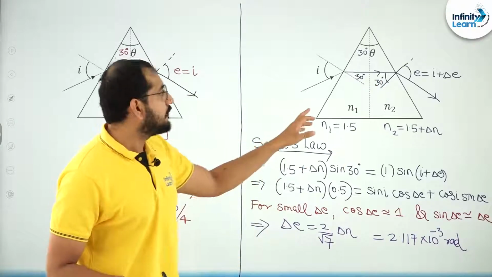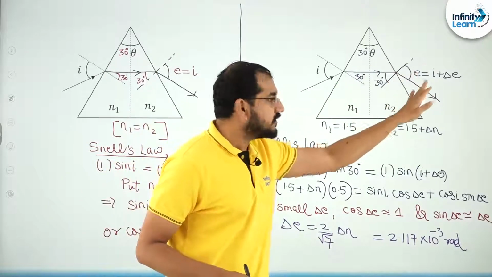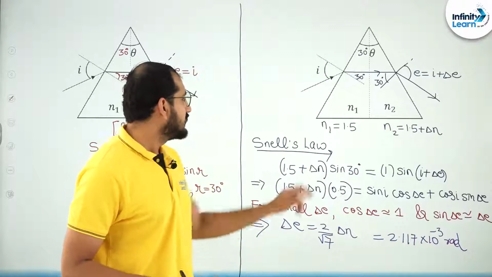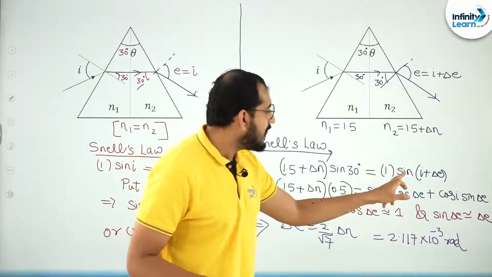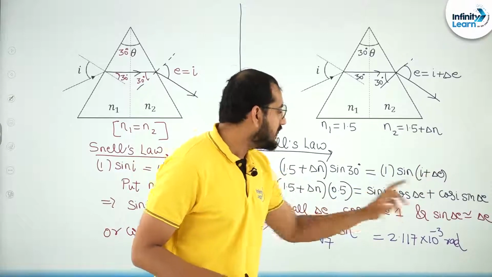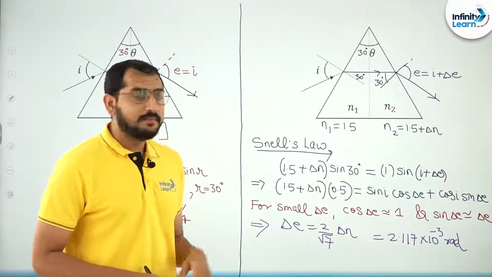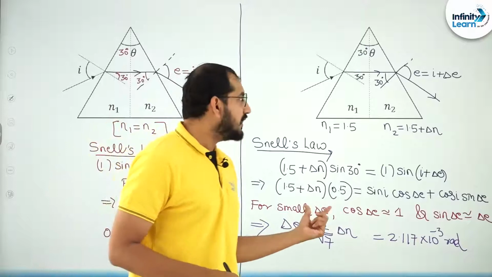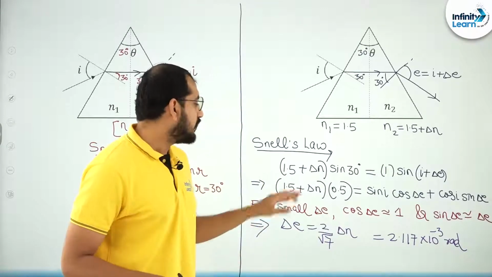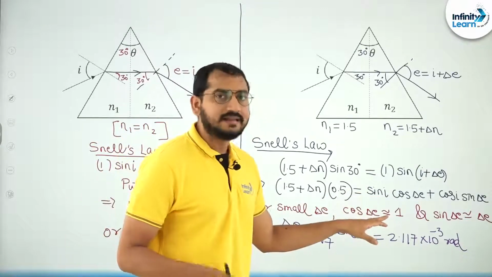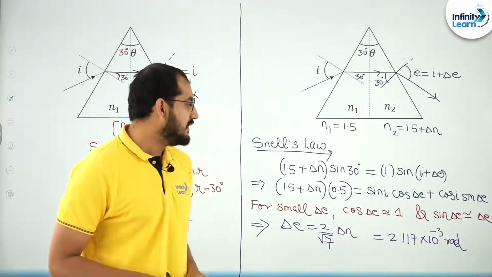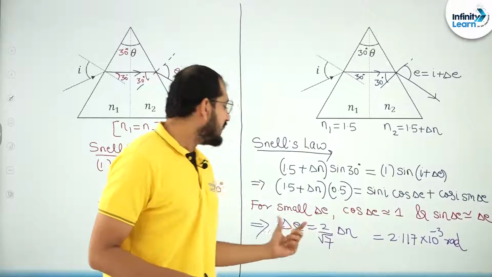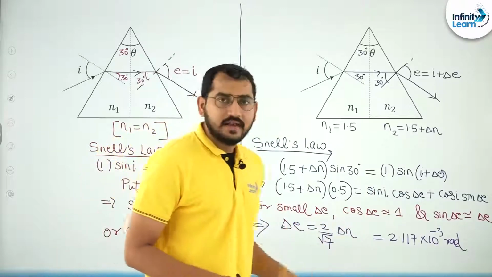Okay, so if I apply Snell's law at the exit boundary, I get this equation. In this equation, I have to expand the sin(A+B) identity, and then apply the approximation that since delta E is a very small angle, cos delta E can be taken as 1 and sin delta E can be taken as delta E only, right? After solving, you will get a relation between delta E and delta N.